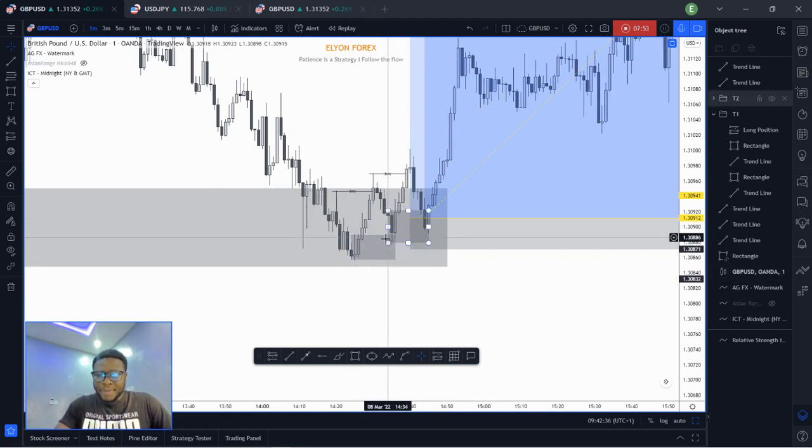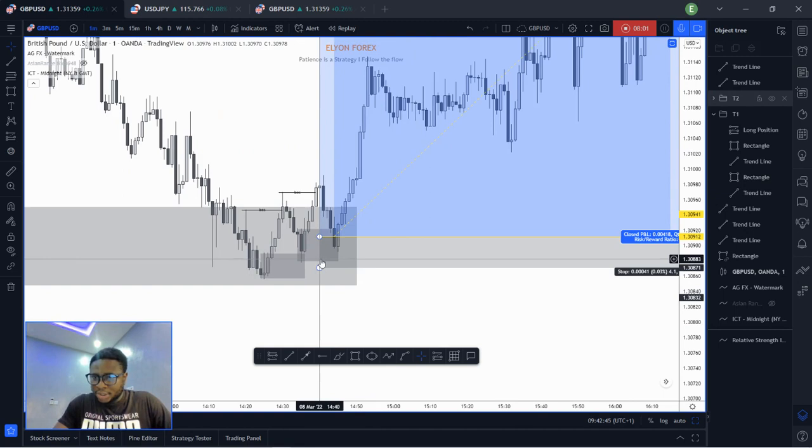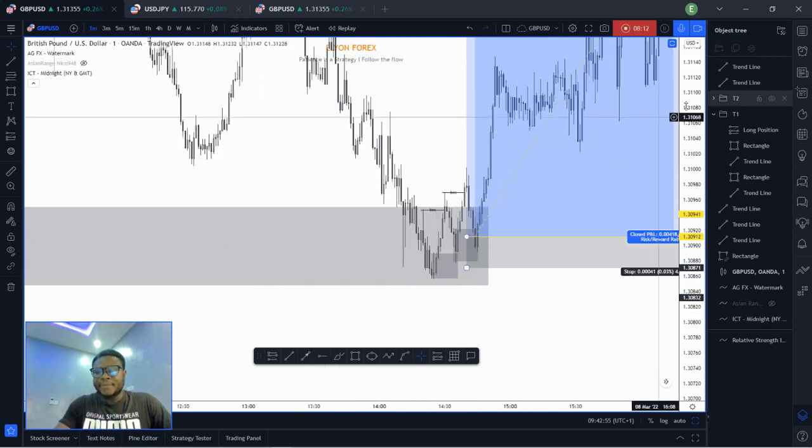The market came back into the order block, rejected it, and broke new structure. So I knew that this was my entry confirmation. I entered my position on 25% of the fib. So this was the entry, and my stop loss was a few pips below the order block.